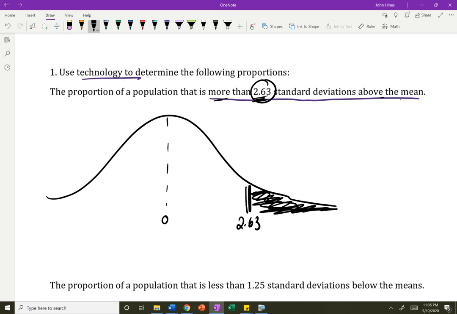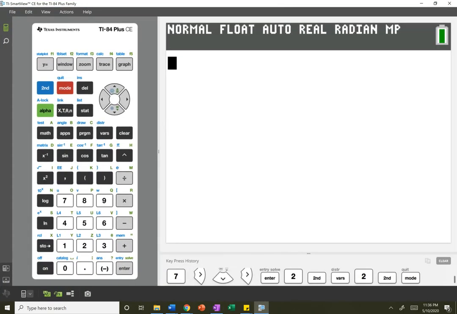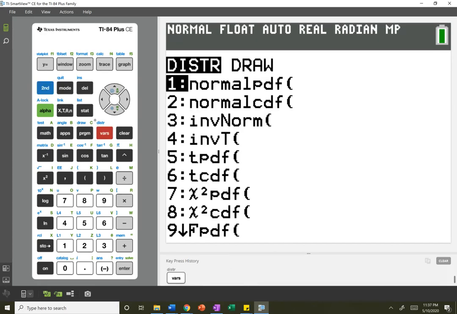And the way that we're going to get that is from our calculator. So on our calculator, we're going to hit second vars. Second vars brings us to our distributions. And you can see the first 3 choices have to deal with the normal distribution. We're going to use choice 2. We're going to use the normal CDF function, the cumulative distribution function. We're not going to ever use PDF. We're always going to use normal CDF.